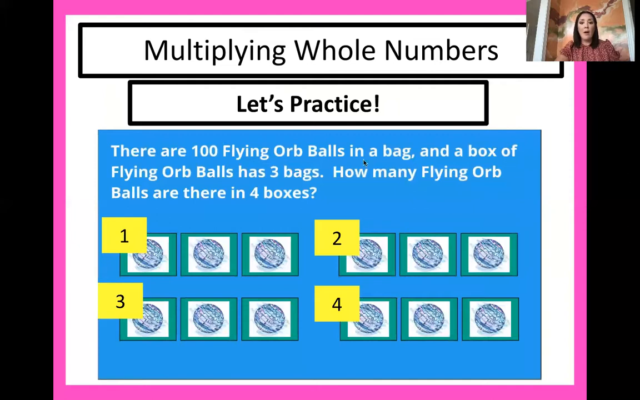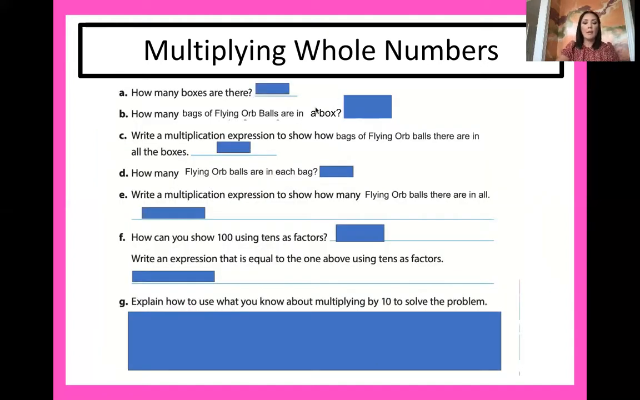All right, there are 100 flying orb balls in 1 bag, and a box of flying orb balls has 3 bags. So let's go back over here and let's click through these again. So there are 100. Well, whoa, that is such a huge number. And wow, wouldn't that be just great? I know that Garen would just be so excited to have all 100 flying orb balls. All right, so let's write a multiplication expression to show how many flying orb balls there are in all.